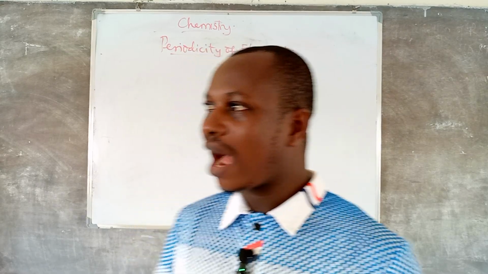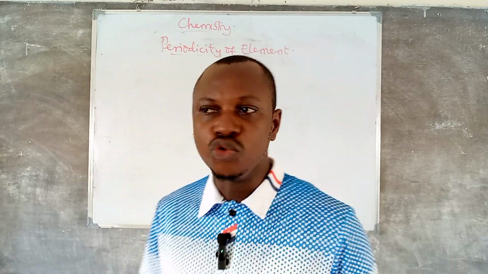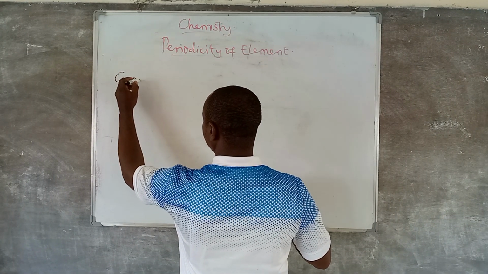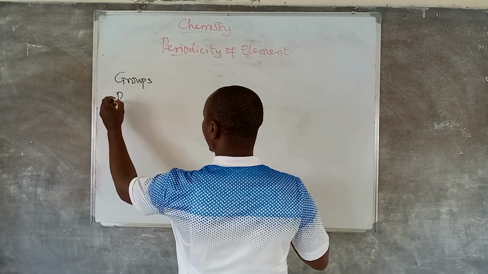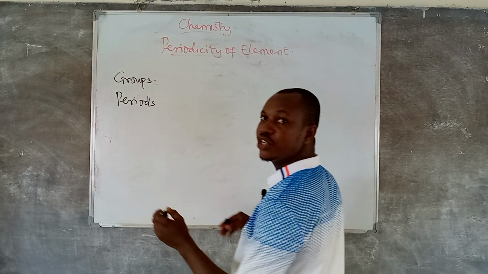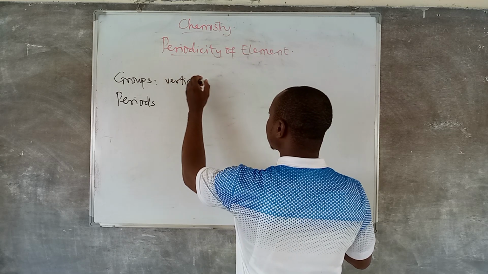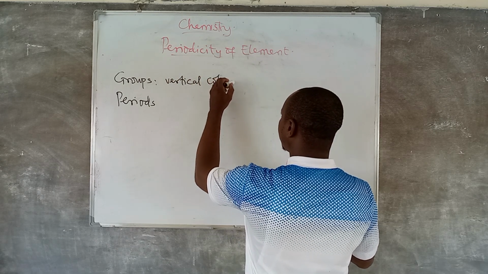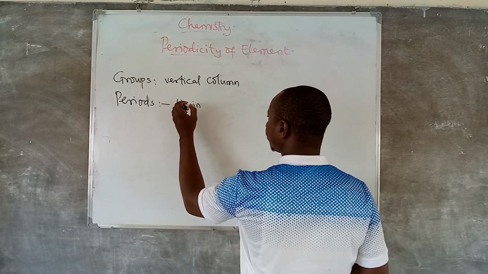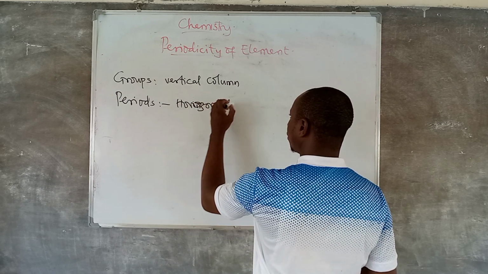So the periodic table, according to the scientists that developed it, is classified into two. You have groups and you now have periods. Groups and periods. The group is located in the vertical section, the vertical column, while the period, you see them in the horizontal row.